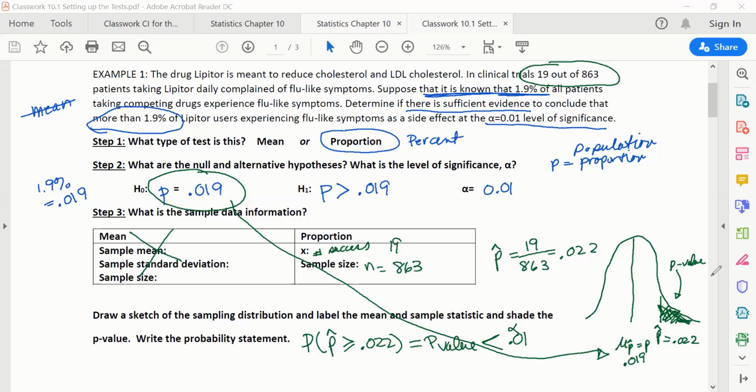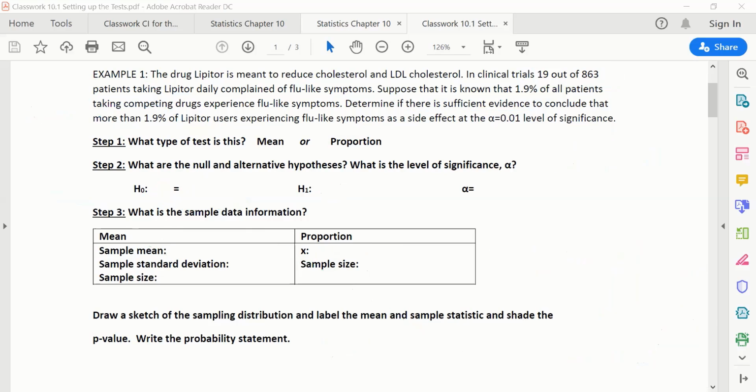There are no questions? Anything you want me to go over again on that one? Do you know where I got everything? Okay. No questions. I'll go on to the second question.